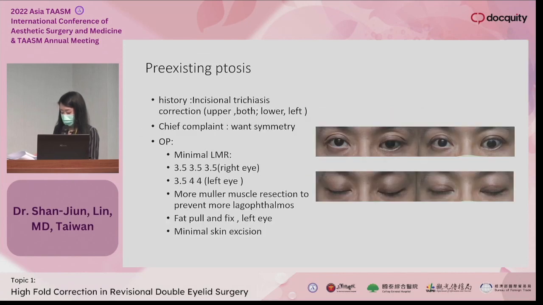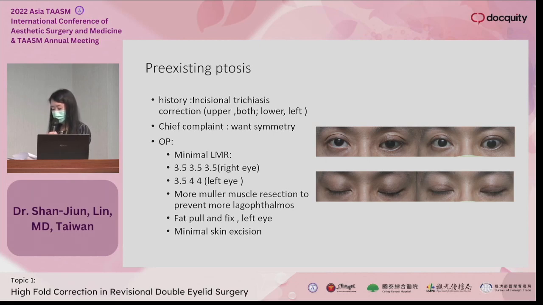This is a case with pre-existing ptosis. He has received upper incisional trichiasis correction for both eyes and lower trichiasis correction for the left eye. He has different vision in the two eyes. Clearly, he only used the right eye to watch. And there was lower lid retraction with minimal lagophthalmos after previous surgery. So we should do levator resection conservatively on the left eye. I've done minimal levator resection with the fixation points all 3.5 in the right eye, and 3.5 for the nasal side and 4 for the middle and lateral side for the left eye.